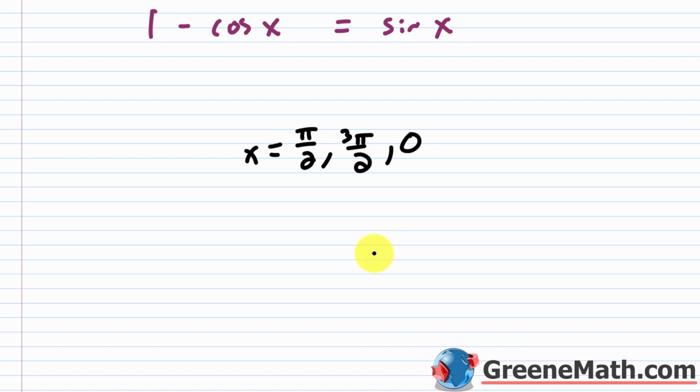Essentially what we're going to do is figure out which solutions work, and you do that by plugging in. We know that the cosine of pi over 2 and the cosine of 3 pi over 2 is 0. So in each case, you would get 1 on the left. On the right, it's going to change. The sine of pi over 2 is 1, so this works. But the sine of 3 pi over 2 is negative 1, so that wouldn't work. So this one right here, you can just mark it out. Now this one with 0, it's going to work. The cosine of 0 is 1, so 1 minus 1 is 0. And the sine of 0 is 0, so this one works as well.